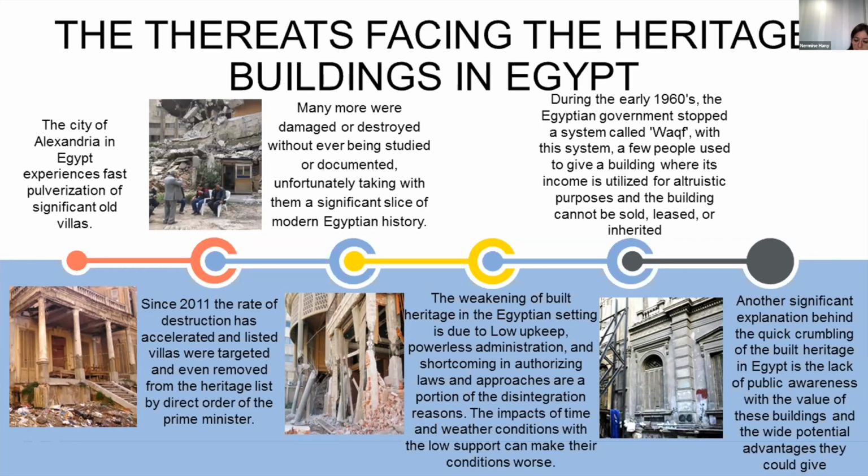During the 1960s, the Egyptian government stopped a system called the Waqf. With this system, a few people used to give buildings whose income is utilized for altruistic purposes, and the building cannot be sold, leased, or inherited. Another significant explanation behind the quick crumbling of the built heritage in Egypt is the lack of public awareness of the value of these buildings and the wide potential advantages these buildings could give.